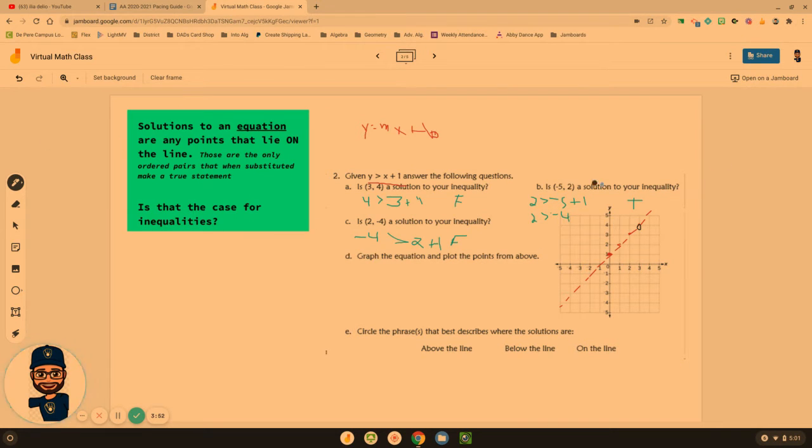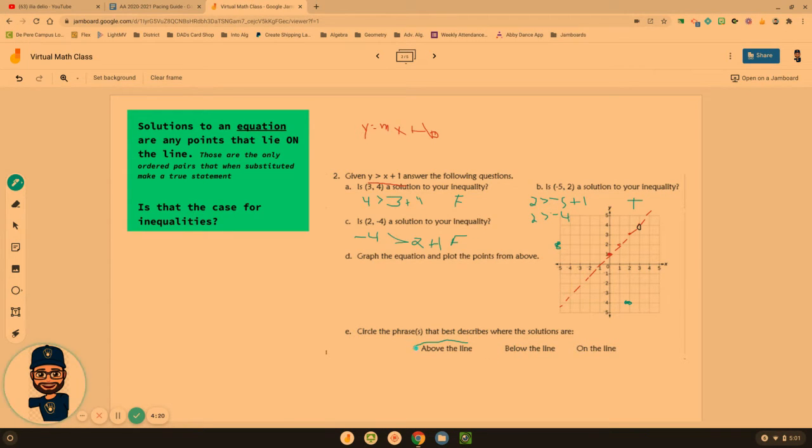And then if I look at the other 2 points, negative 5, 2. Negative 5 and up 2. Over here, we said this is a solution, where 2, negative 4 is not part of the solution. They are not underneath, but they are above. So circle the phrase that would represent where the solutions are.